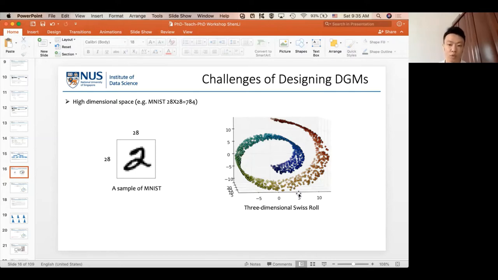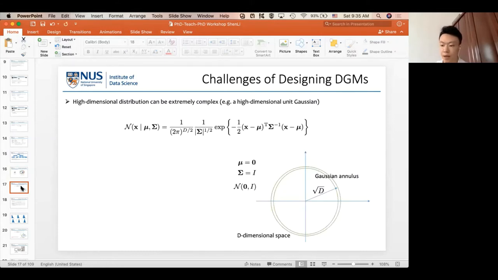We can visualize everything we would like to see, but things will be quite different and extremely hard for us to analyze with real world datasets, like images. Okay, another difficulty, another challenge, is that high dimensional probability distributions can have counterintuitive effects. Here we take a d-dimensional unit Gaussian, for example. Let's say we have a high dimensional unit Gaussian and its probability density is defined in this way.